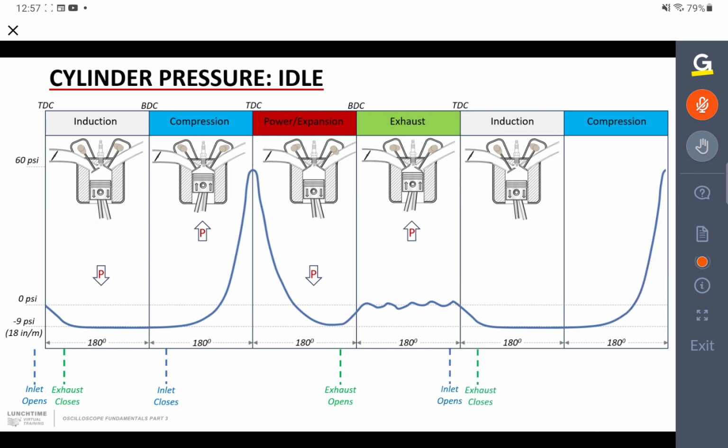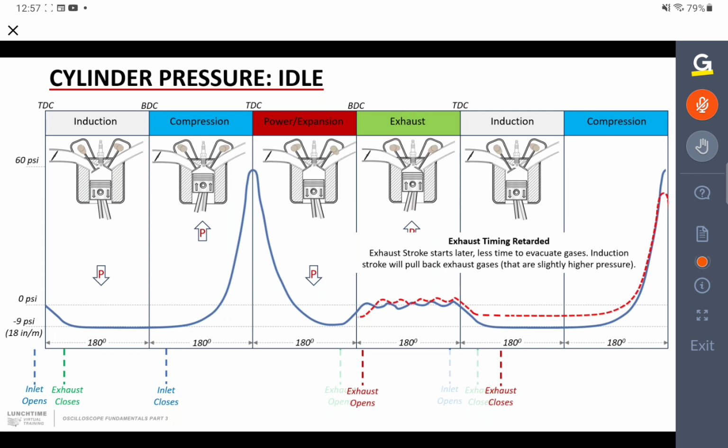Okay, next possible diagnostic problem is if our exhaust valve is retarded. Now, that can happen again with timing belts and timing chains. On a lot of engines, you might have had a camshaft timing reference signal on the inlet camshaft, and on some of the slightly older engines, you may not have had it on the exhaust camshaft.